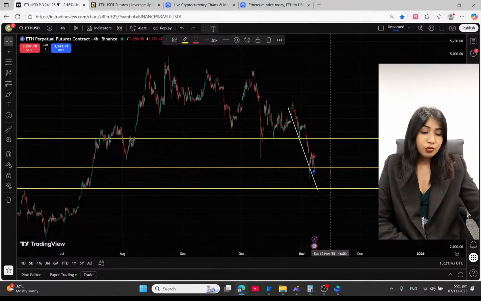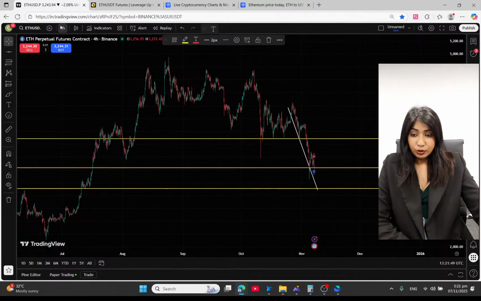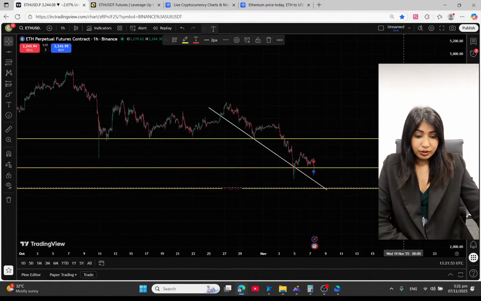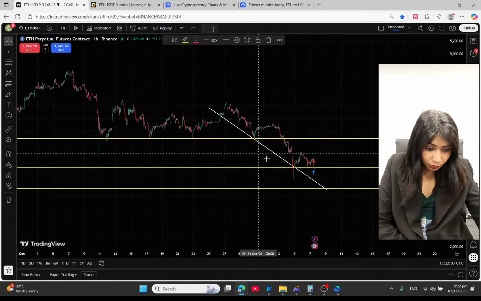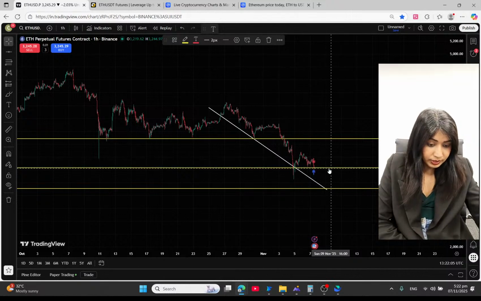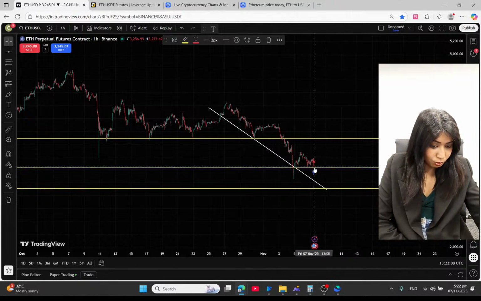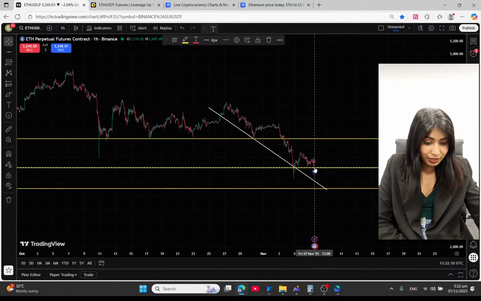So how you're going to trade in this particular scenario is, we are going to go back to the 1 hour chart to see how it looks. Let's have a look at it. It looks like it is still in the downtrend. So this has become its new support here. Even on the 1 hour time frame, it's looking the same.